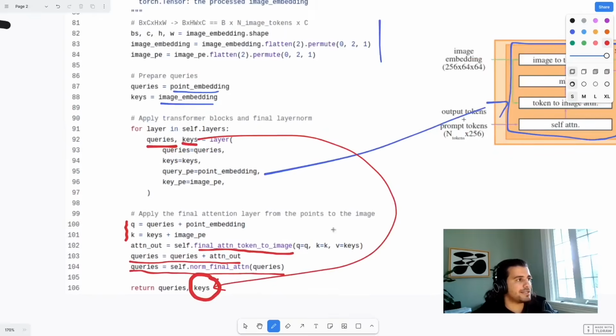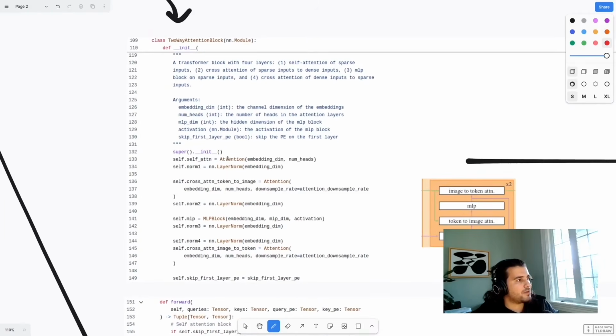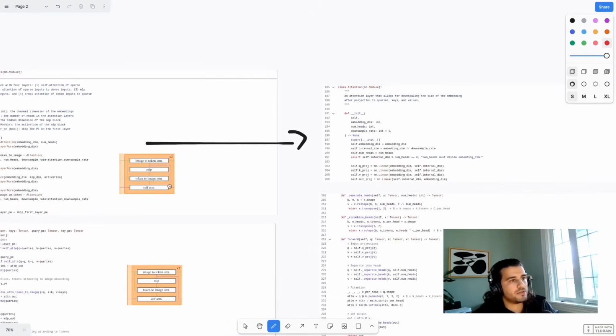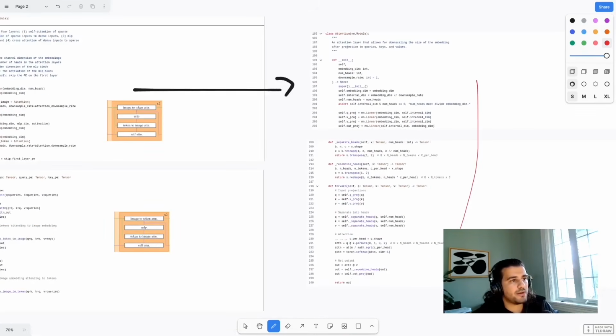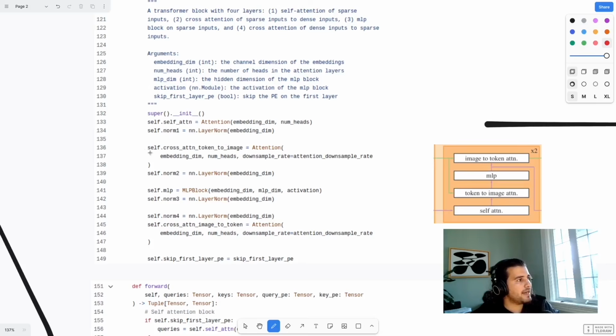Now, this layer, let's take a look at it. This is a two-way attention block, and if you take a look, we have the attention. You can dive into how attention is set up, but this is fairly standard. So there's an attention block over there, and the stuff is named really well. Here, this is a cross attention token to image. This token to image is this one. And then we have our self attention here. This layer is this one.